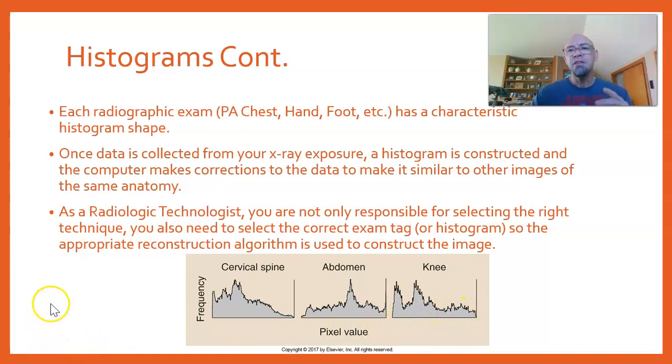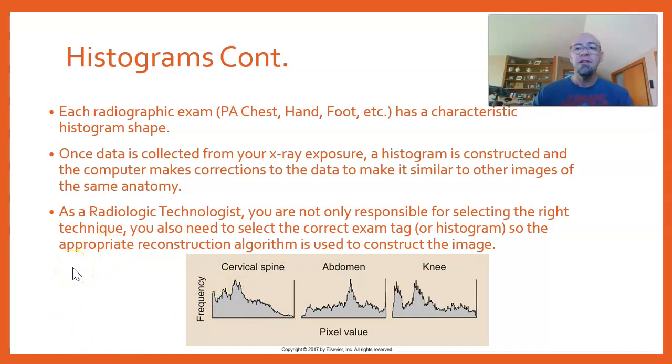And so what happens is if we decide, okay, we're going to do an abdomen exam, which should look like this, but we used the cervical spine tag, this is not going to be cool with the computer. It's not going to like that. And so your shades of gray are going to be off. Your detail is going to be off. Your contrast resolution is going to be off because it's trying to do an abdomen exam under a cervical spine histogram or algorithm. And so that's why it's important that we use the right tag.